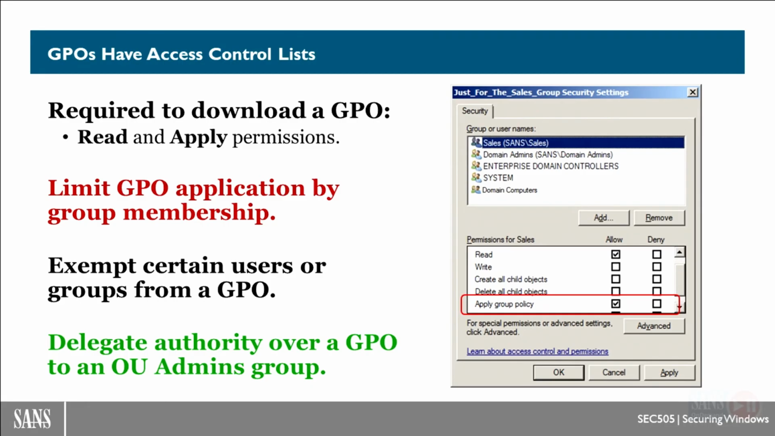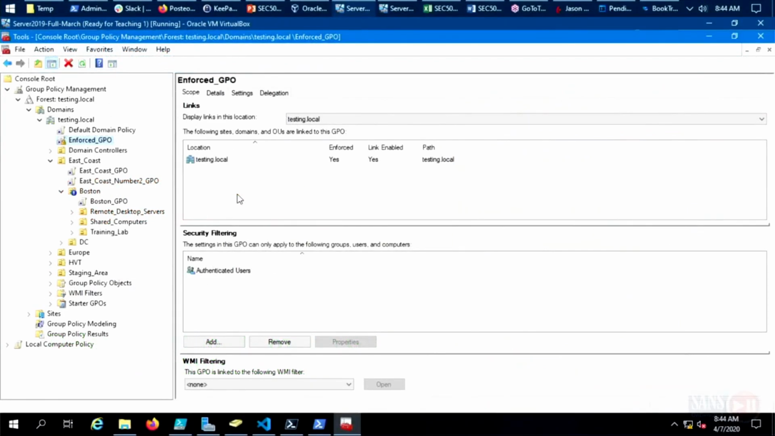Group policy objects are stored on our domain controllers. Group policy objects have permissions. If you can't download a GPO, you can't apply it. So, depending on the permissions on a GPO, the permissions will determine who can download it and therefore who can apply it. Group policy objects have an access control list, permissions, and we can use these permissions to regulate or control which users and computers download the GPO.